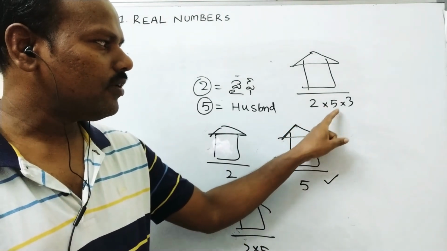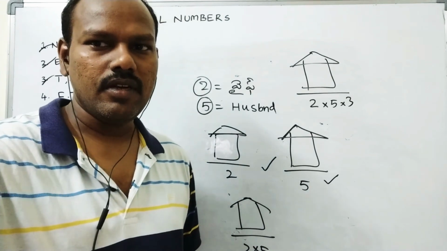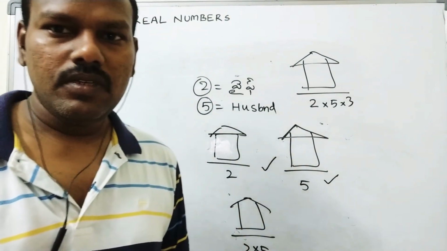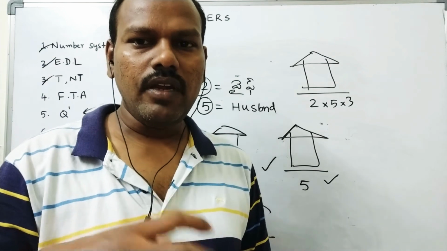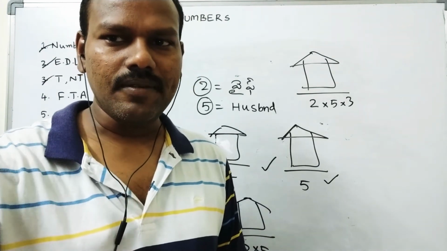But other than 2 and 5, if you have any other number, that is non-terminating. Okay, right. So this is only the concept. While we are solving exercises, all the sums you will understand more clearly.